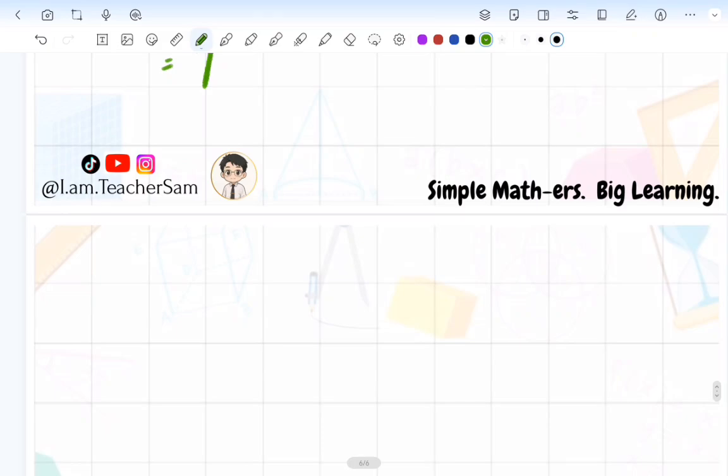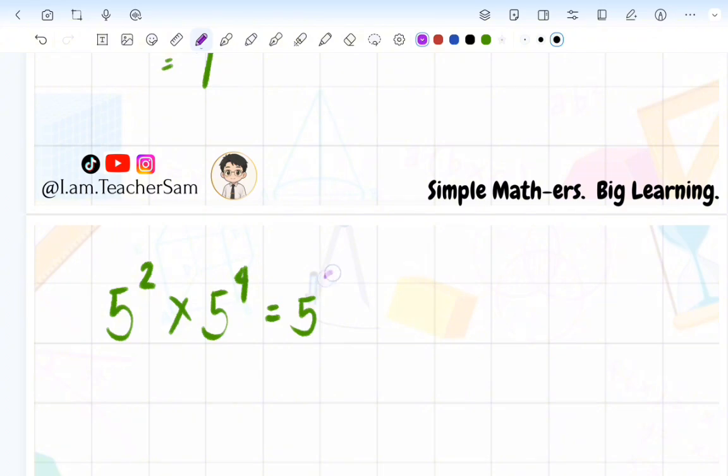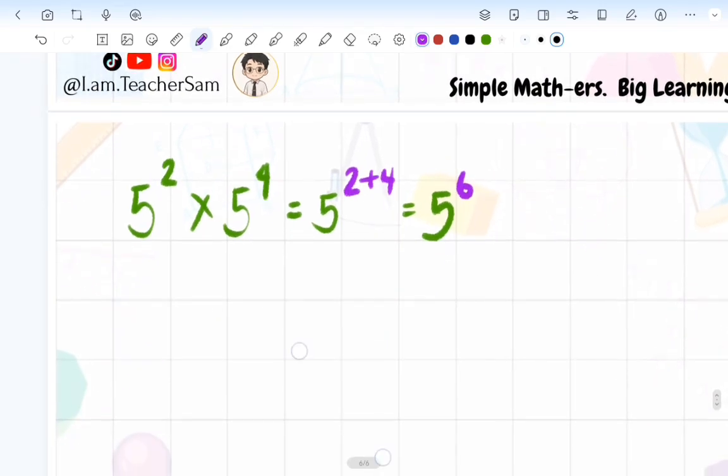Let's have an example. Let's say 5 power 2 times 5 power 4. We are just going to copy the base, and then we are going to add the exponents. We have 2 plus 4, which will give us 5 power 6. Very easy.